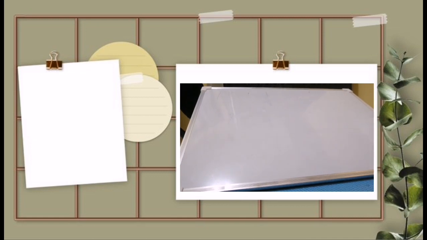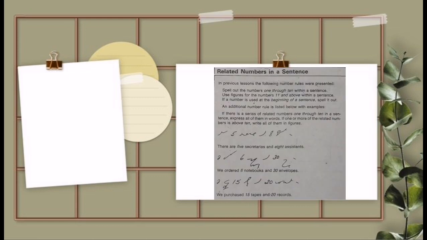So for our lesson 41, related numbers in a sentence. In previous lessons, the following number rules were presented. So for this lesson, we need to spell out the numbers 1 through 10 within a sentence. Use figures for the numbers 11 and above within a sentence. If a number is used at the beginning of a sentence, spell it out.